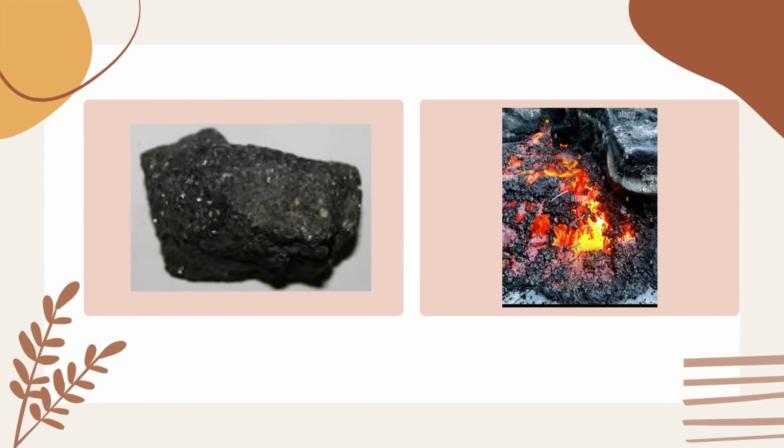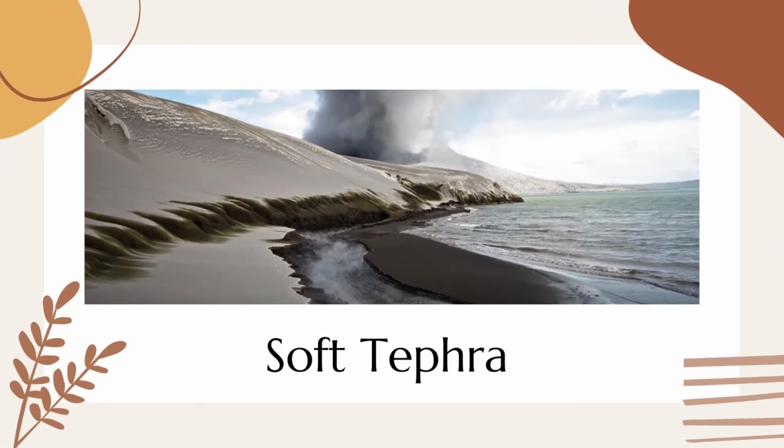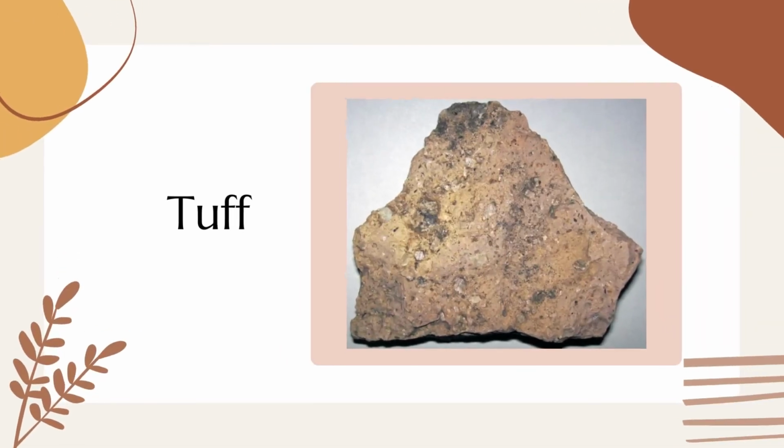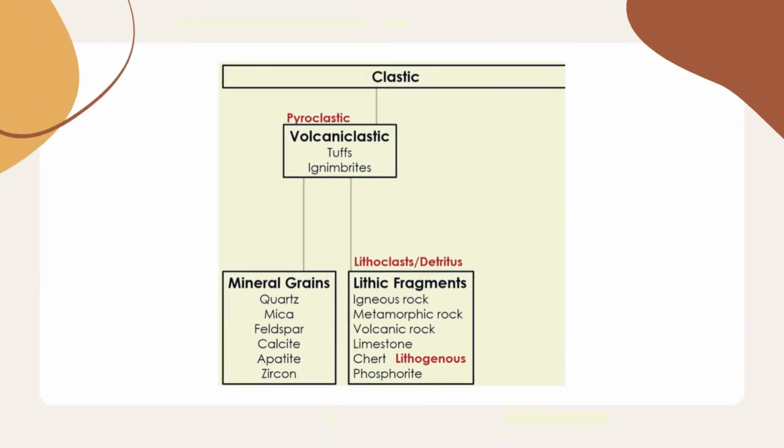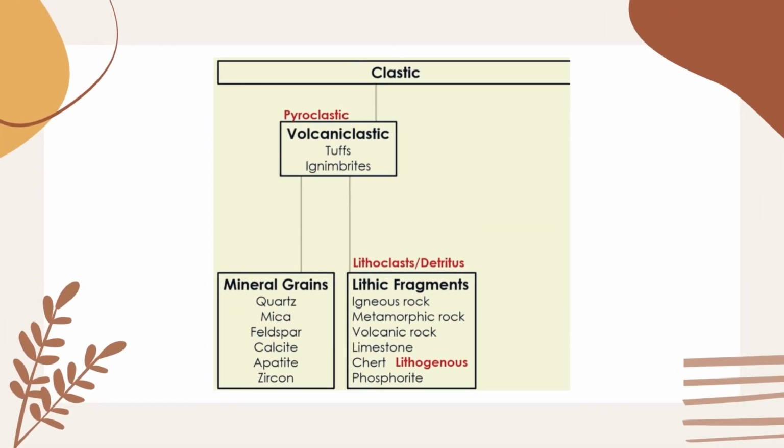Tephra also comprises significantly bigger lithic fragments that were thrown as cold, solid or partially molten chunks of magma from the volcano. After a soft tephra becomes hard sedimentary rock through the process of lithification, we call it a tuff. A tuff is a type of volcaniclastic rock. Overall, volcaniclastic rocks are clastic rocks consisting of various fragments of igneous rocks and glassy minerals.